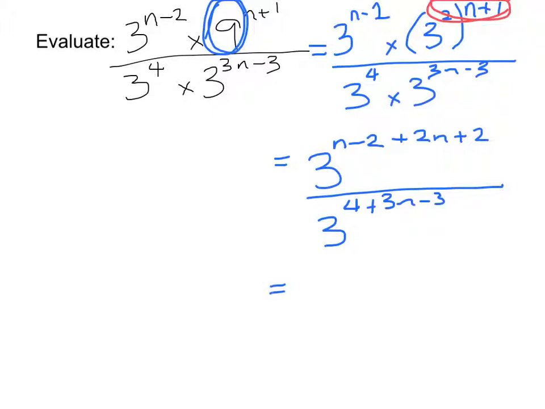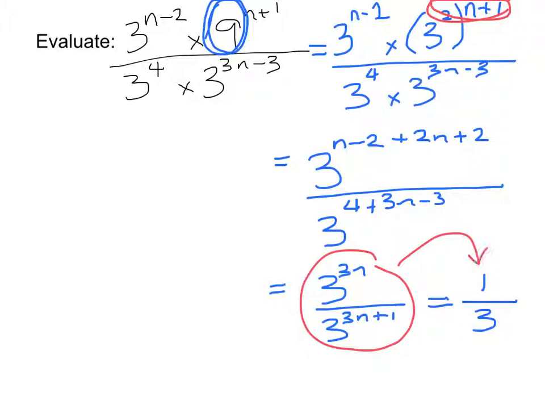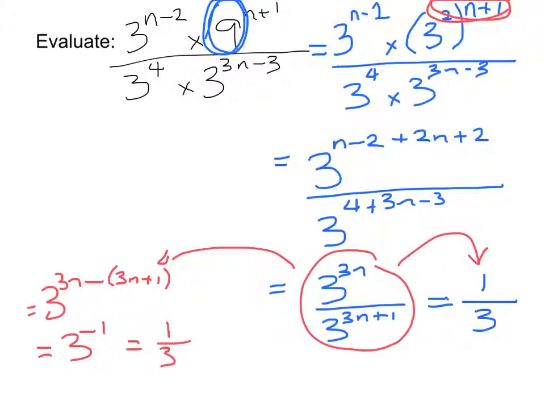So I need to collect up like terms, and I get 3 to the power of 3n divided by 3 to the power of 3n plus 1, which is equal to 1/3. And as before, if you're not comfortable going from here direct to here, you can do it like this. 3 to the power of 3n minus 3n plus 1, oops, there's an equal sign, which equals 3 to the power of negative 1, which is just 1/3. So several ways, as usual, to get the same thing. Right, next example coming up.